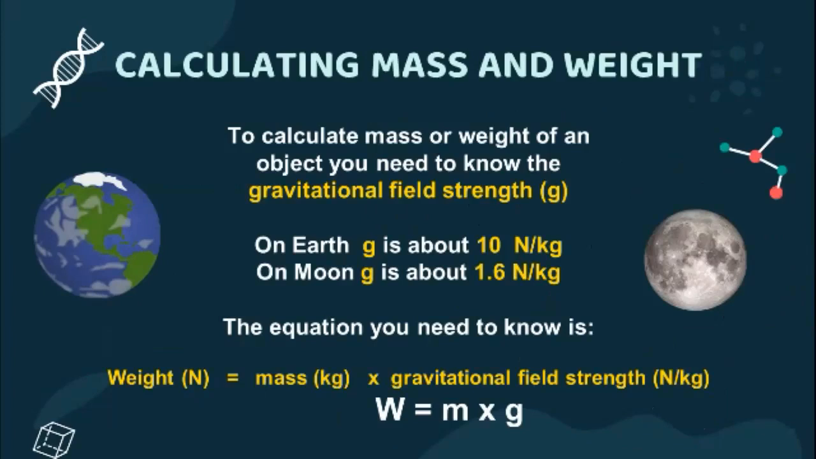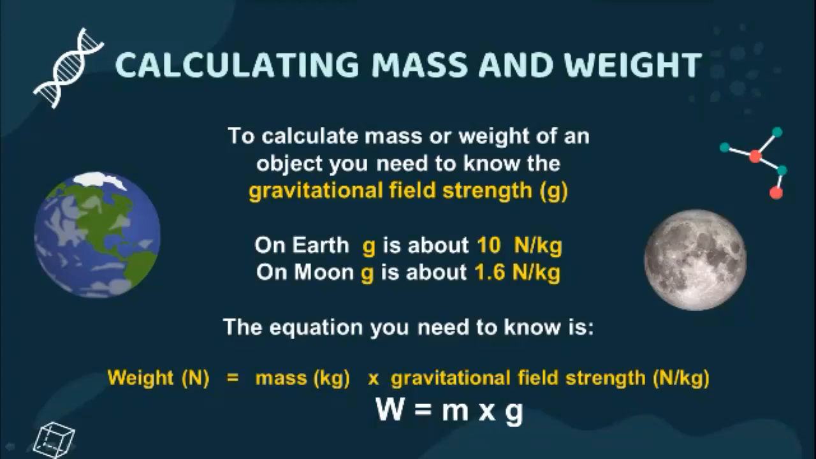So how do we calculate mass and weight? To calculate the mass or weight of an object, you need to know the value of the force of gravity being exerted on the object. This is also called the gravitational field strength and symbolized as lowercase letter g. On Earth, the value of this gravitational field strength is 10 Newton per kilogram, but on the moon, the value of gravitational field strength is 1.6 Newton per kilogram.